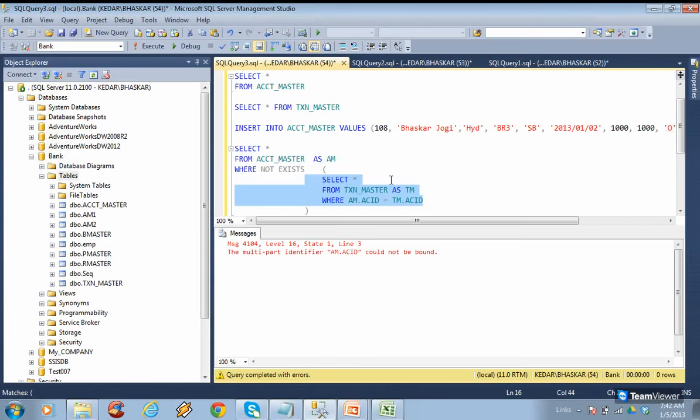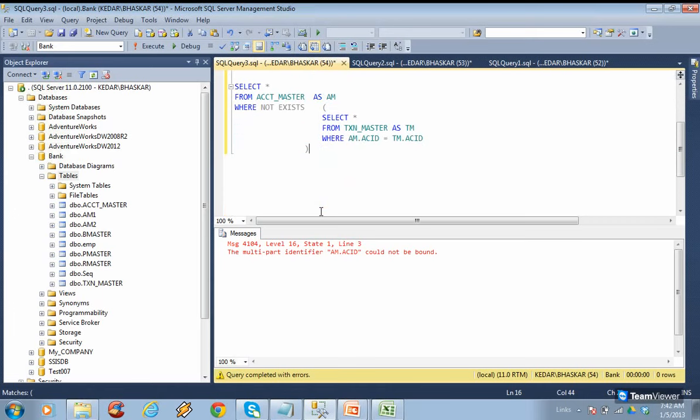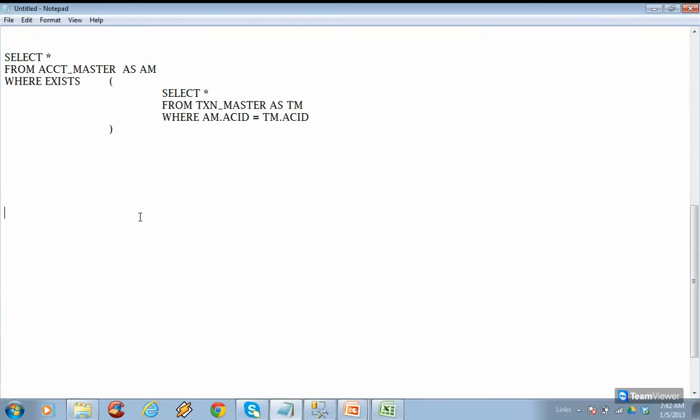Now, what is the exists function? Exists functions, that is right.